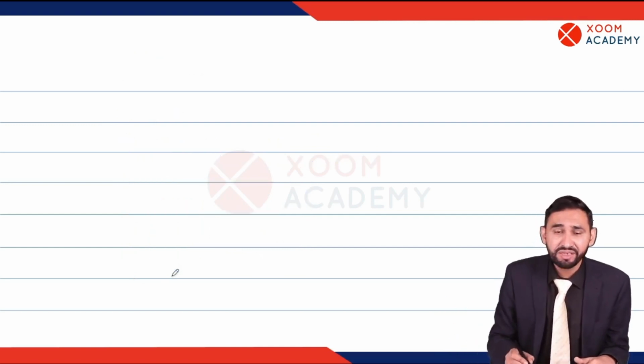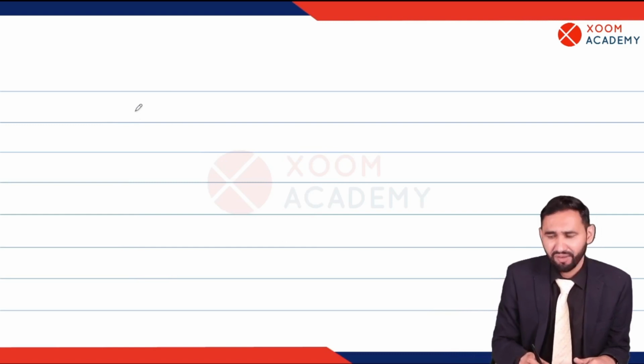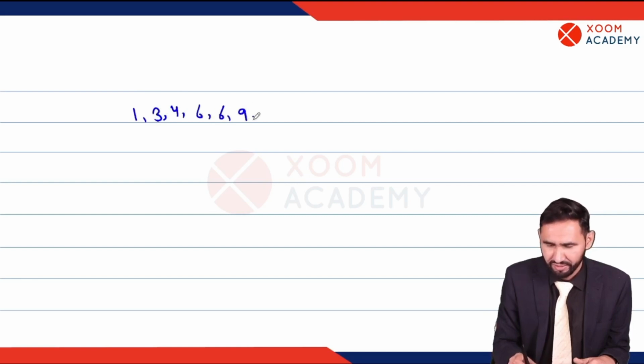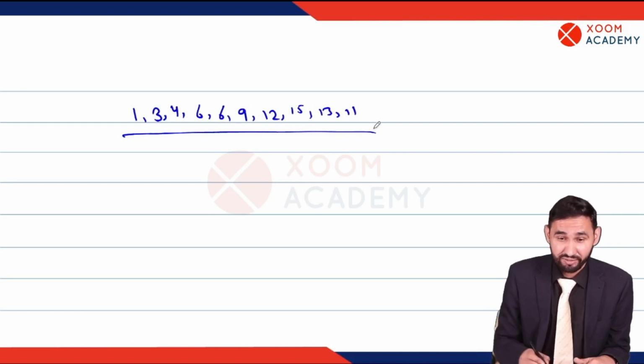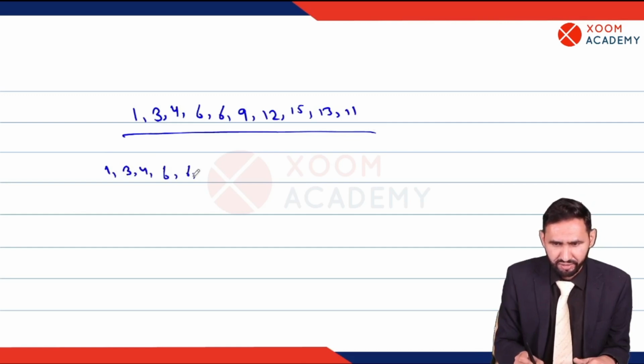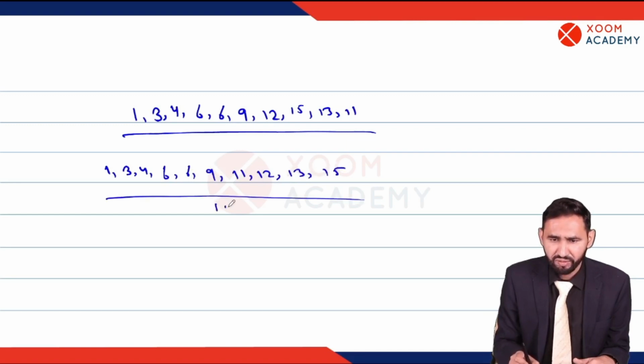And what are frequency distribution tables? Like we have data of 1, 3, 4, 6, 6, 9, 12, 15, 13, and 11. Always remember, we need to arrange data in ascending or descending order. So we can arrange this data in ascending order like 1, 3, 4, 6, 6, 9, 11, 12, 13, 15. There are a total of 10 observations.